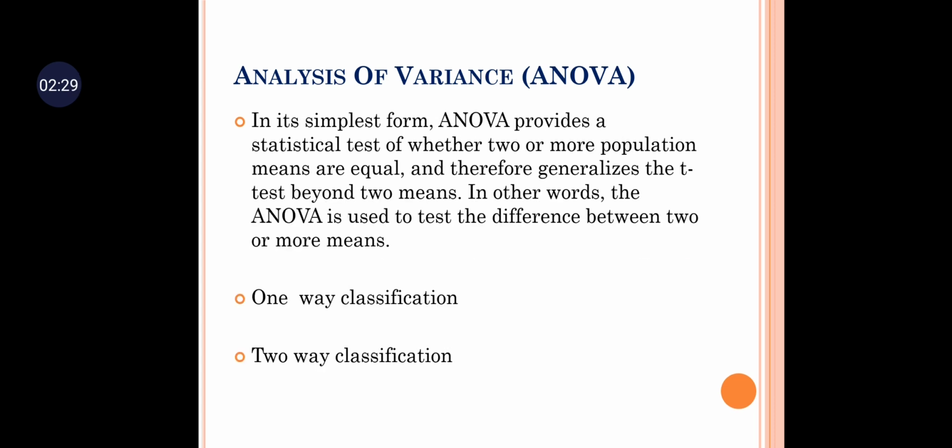In its simplest form, ANOVA provides a statistical test of whether two or more population means are equal, and therefore generalizes the t test and F test beyond two means. In other words, ANOVA is used to test the difference between two or more means.